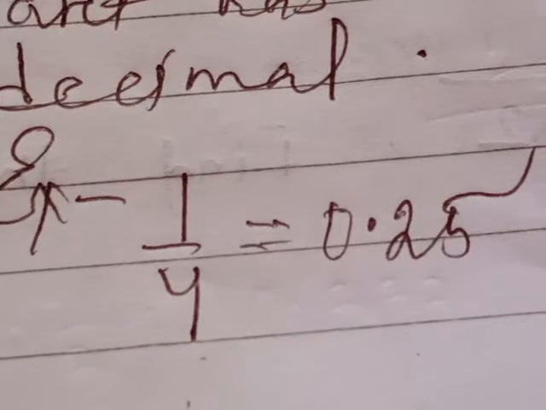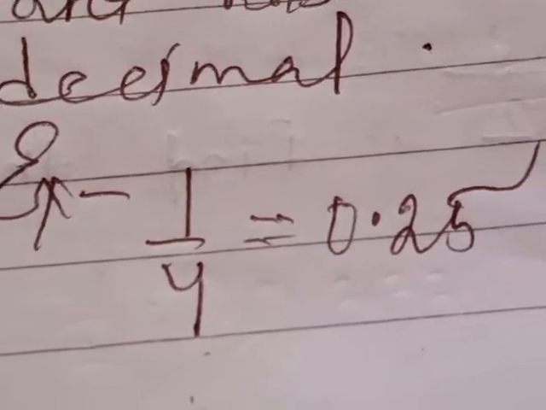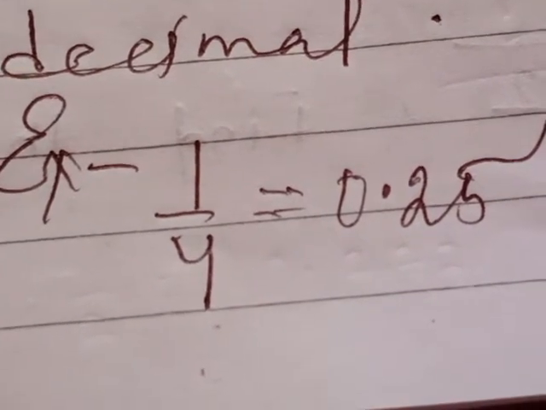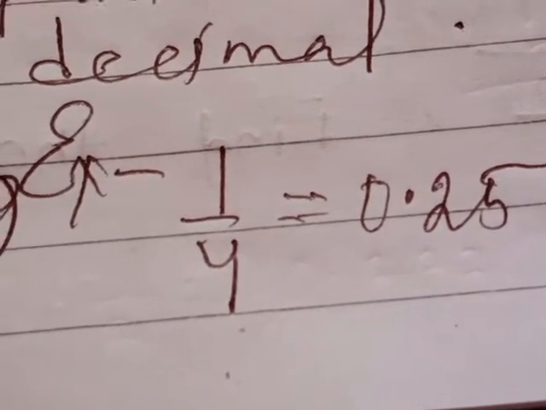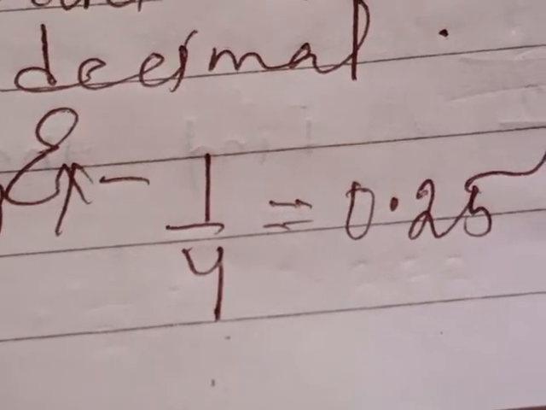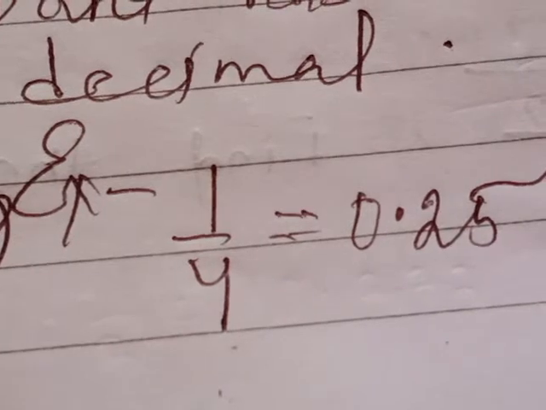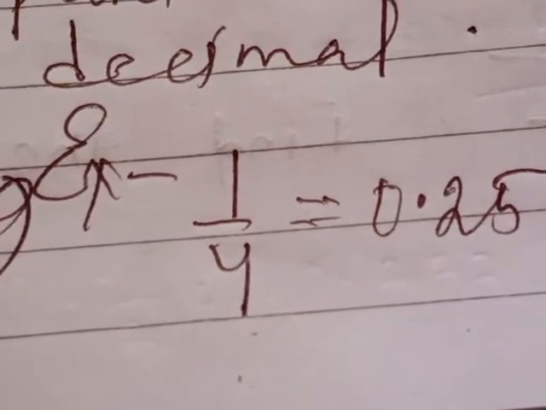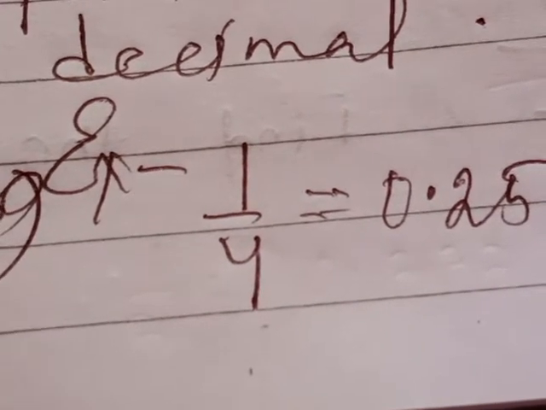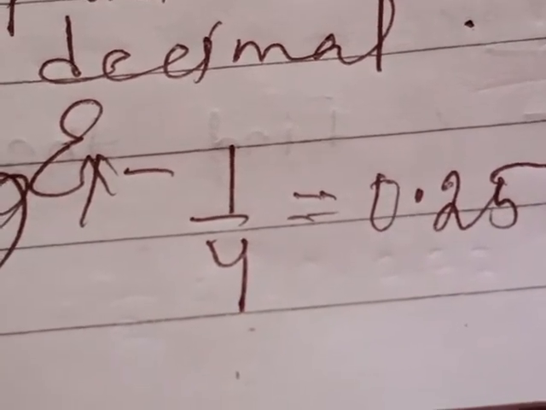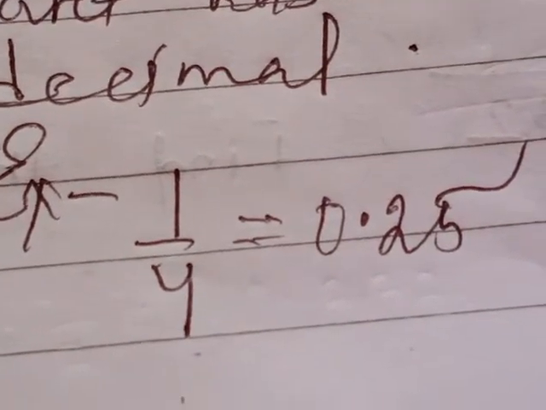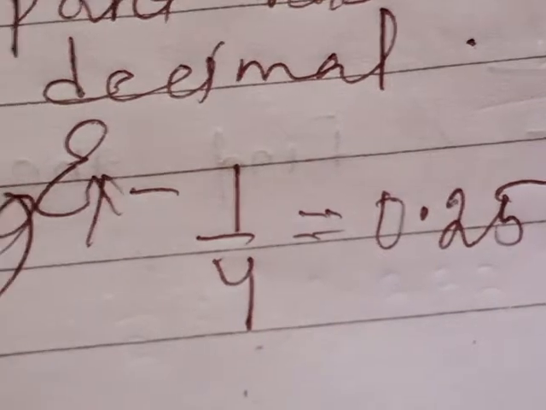So by looking at the fraction, we can say whether it is a terminating or non-terminating decimal number. If the denominator has the factor only 2 or 5 or both 2 and 5, then it is terminating. If the denominator has any factor other than 2 or 5, then it is always a non-terminating decimal number, remember. By looking at the number you can say.